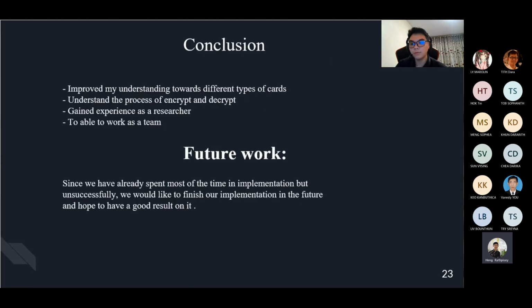In conclusion, I have improved my understanding toward different types of cards to be able to understand more about the process of encrypt and decrypt. Also gain experience as a researcher. Last thing is I was able to work as a team.